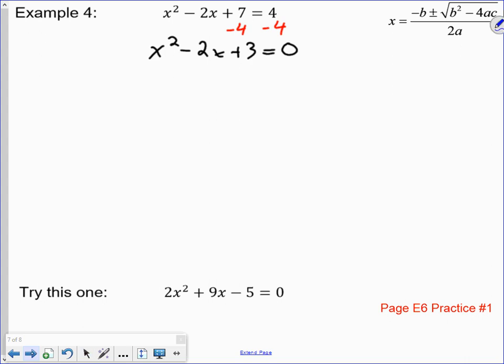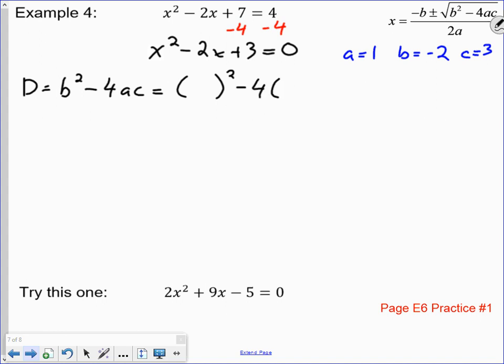Now we're ready to apply our quadratic formula. A is 1, B is negative 2, C is 3, and let's start by figuring out the part under the square root, b squared minus 4ac. So b squared minus 4ac, negative 2 squared minus 4 times 1 times 3. Negative 2 squared is going to be negative 2 times negative 2, so that's going to be positive 4. Negative 4 times 1 is negative 4, times 3 is negative 12.